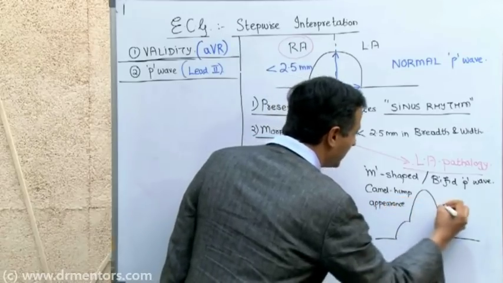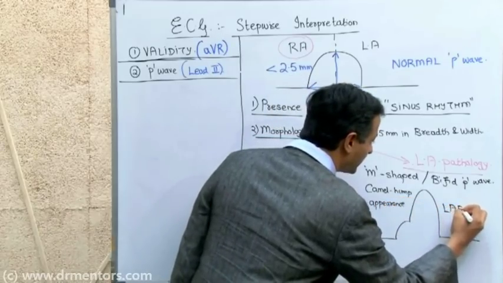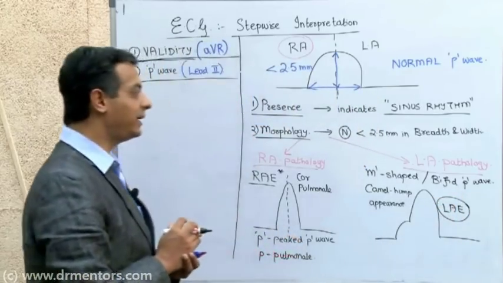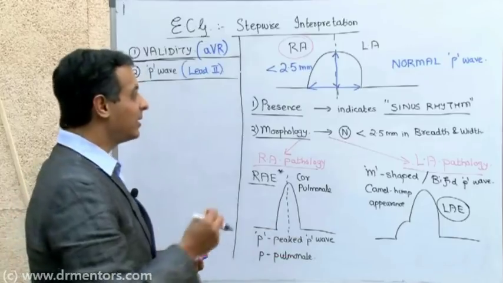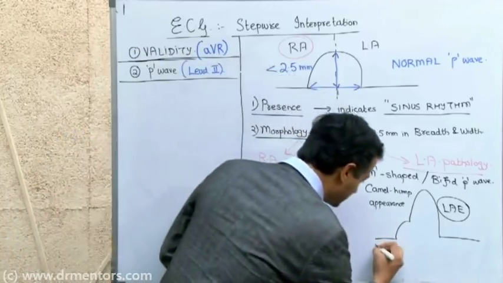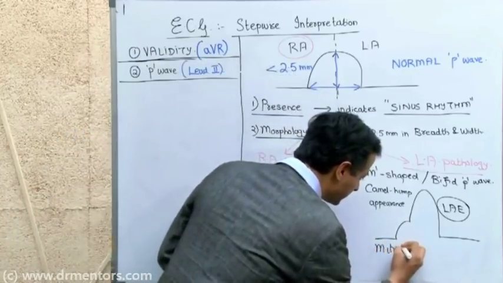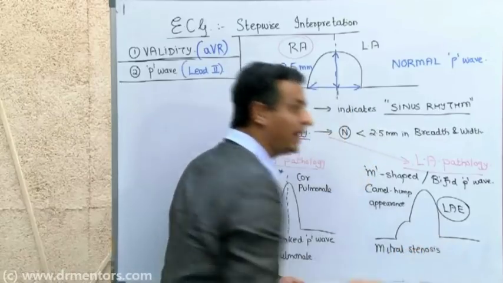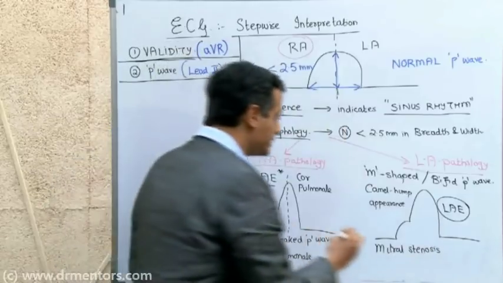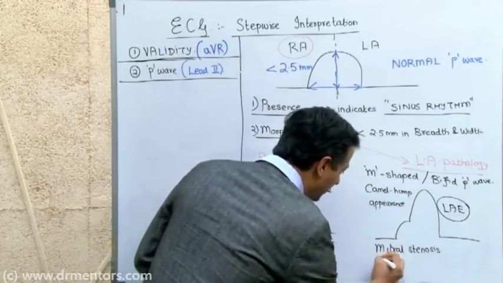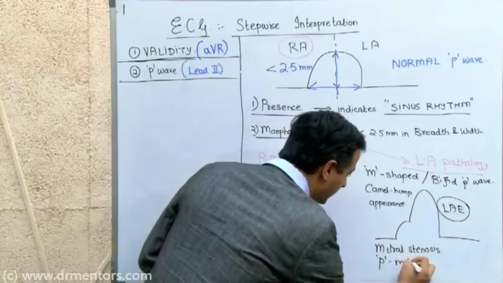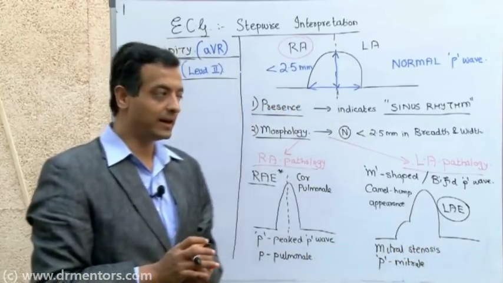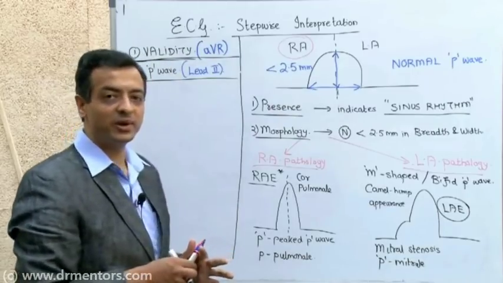And what does it mean? Left atrial enlargement. This is suggestive of left atrial enlargement because one of the common causes is mitral stenosis. Mitral stenosis causes left atrial dilatation, hence it is also called P mitrale. These are the important points here.